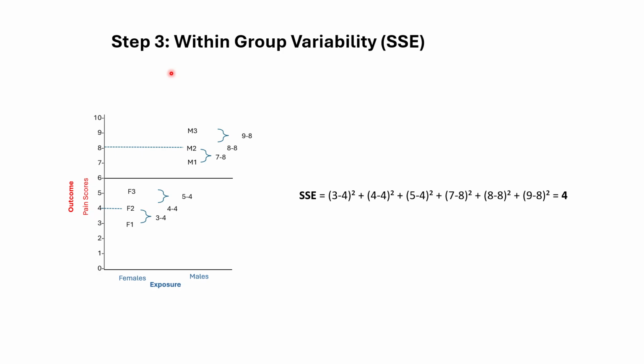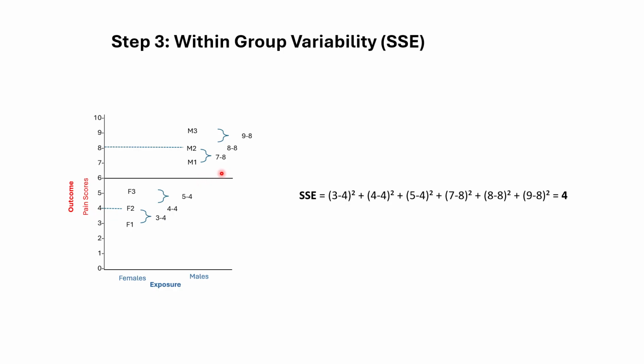In step 3, then we calculate the within group variability, which is a simple calculation. For example, we calculate the within group variability for females as 3 minus 4, because the first person has scored her pain as 3, and the average for the whole group was 4. So the difference for the first person was 3 minus 4. The second person was right on the average. She scored her pain score as 4, which is at the average for that group. And the third female, she scored her pain as 5, so it will be 5 minus 4.